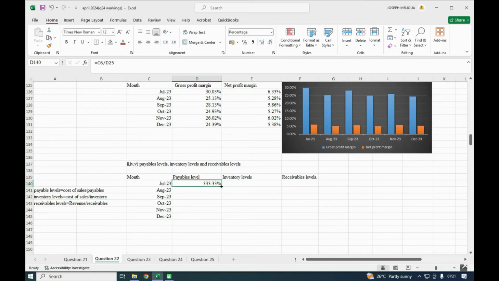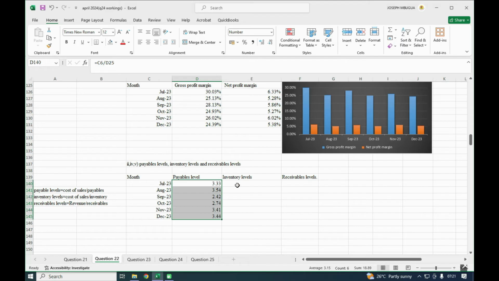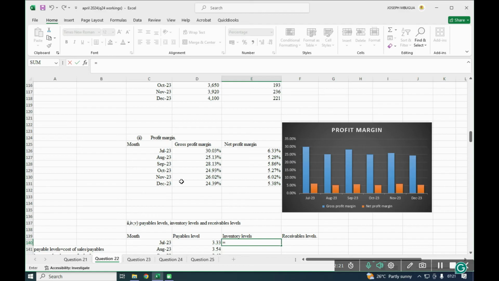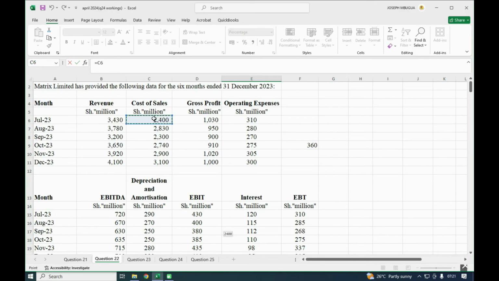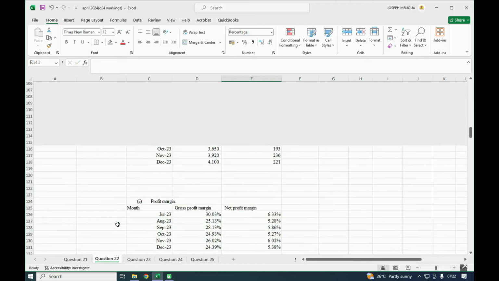I will autofill, but this one you just need it as a number. Those are the number of times, the levels of inventory that we have, 3 times. The same will apply to inventory. I believe that one you have taken is for payable. Inventory, cost of sales. Take the cost of sales, and now you divide by inventory.